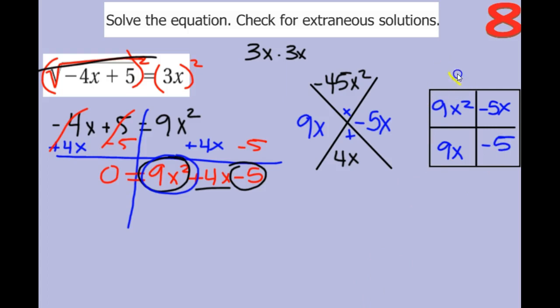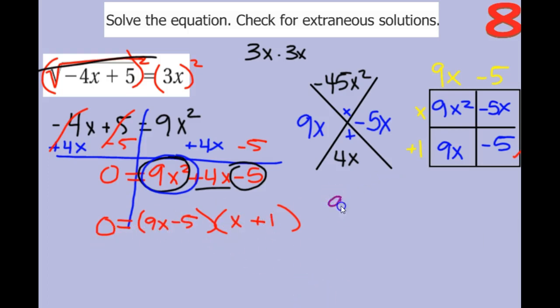So my answers here, I have x times x is x squared. But I need a 9. It could be 3 times 3, or it could just be 9. Well, if I use 3 and 3, that's not going to give me 5. But these both have a 9, so I can just put the 9 up here. That'll give me 9x squared. X times negative 5 will give me negative 5x. 9x times just 1 would give me 9x still. And then 1 times negative 5, yep, is negative 5. So my 2 sets of answers, or parentheses, are going to be 9x minus 5 and x plus 1.